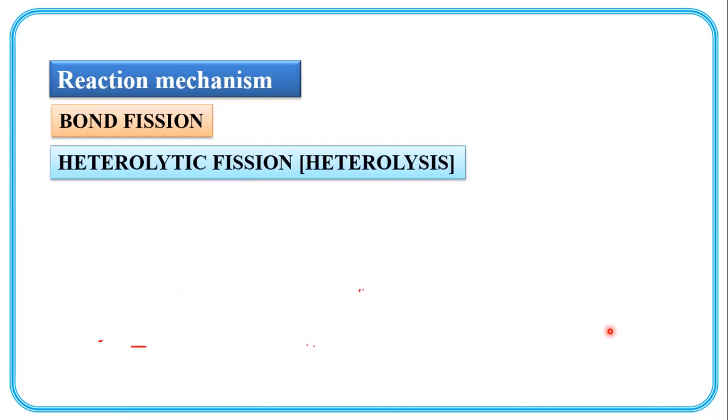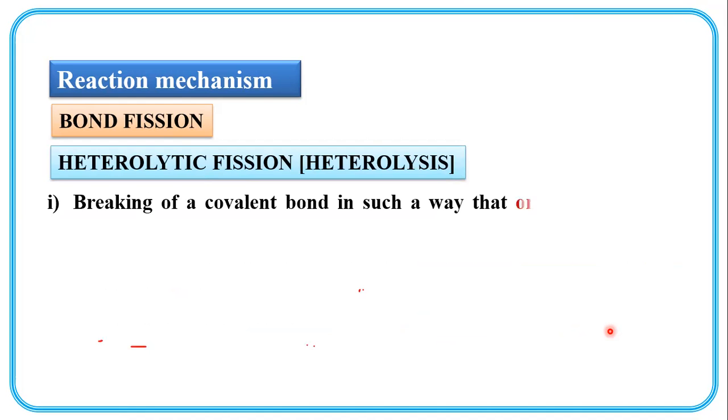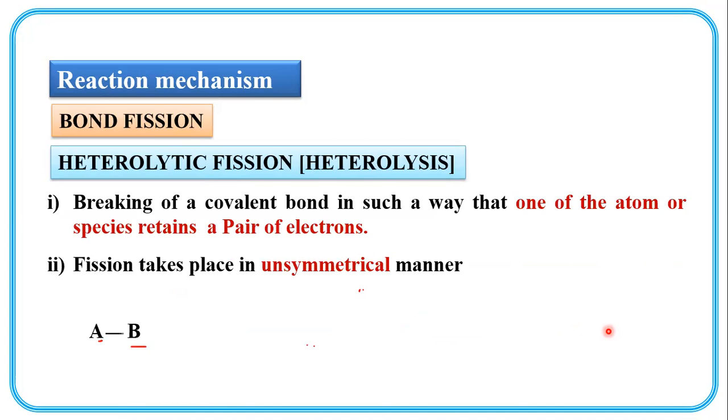Heterolytic bond fission or heterolysis. It is breaking of bond in such a way that one of the atoms or species retains a pair of electrons. Fission takes place in an unsymmetrical way. Now here, see this example, the bond between A and B breaks. This breaking takes place in presence of polar solvent.